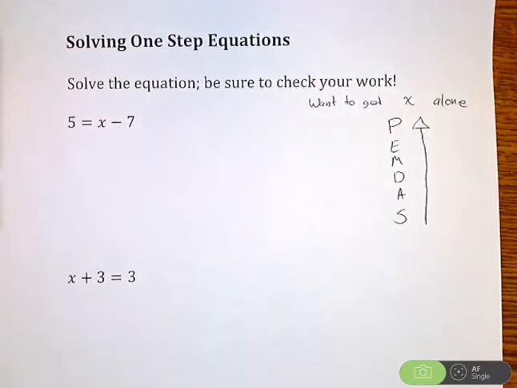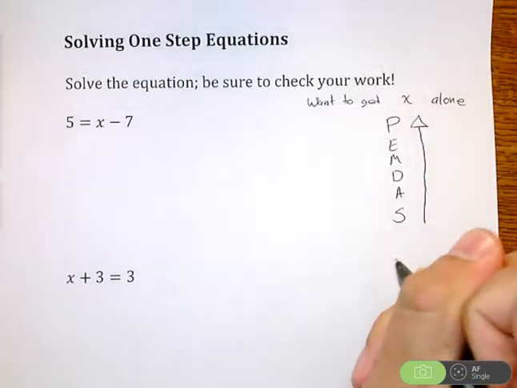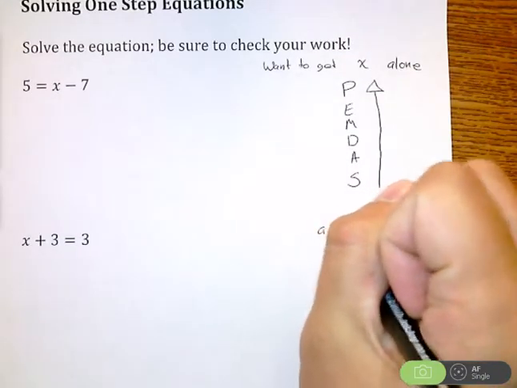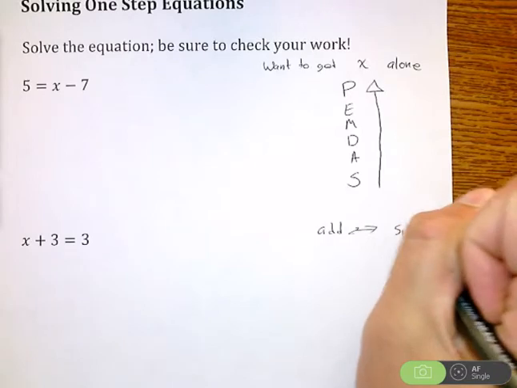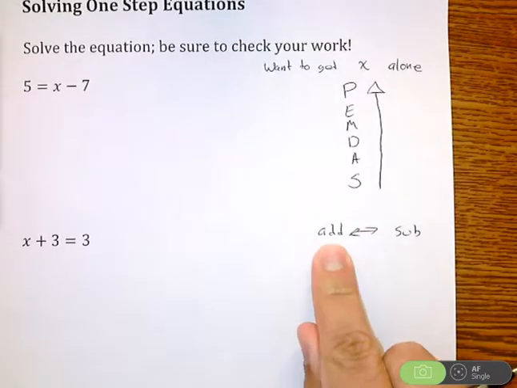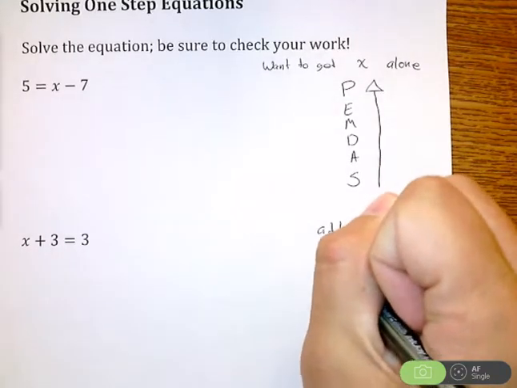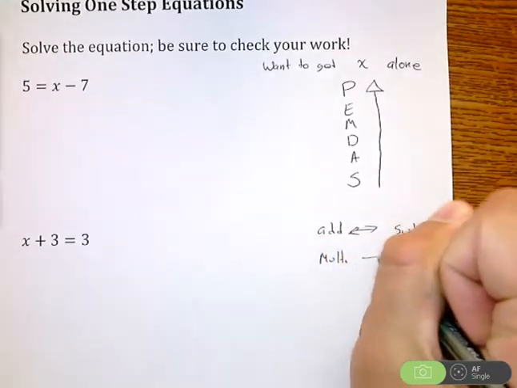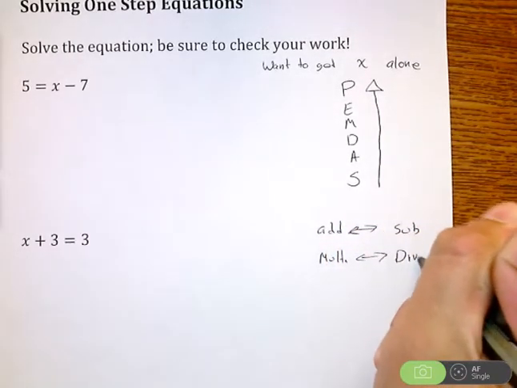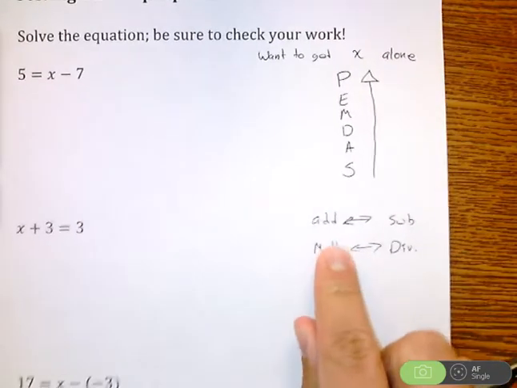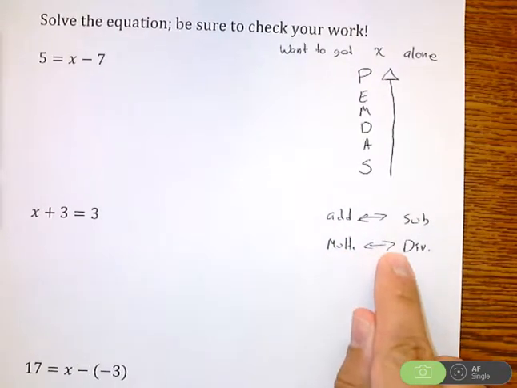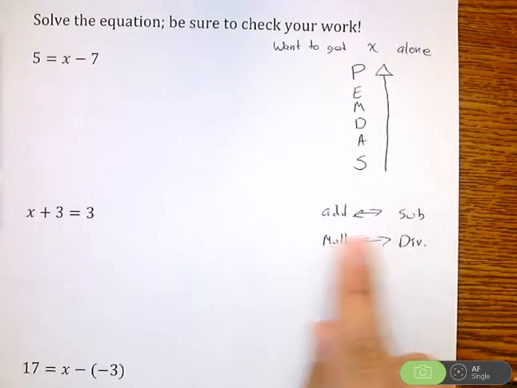And the way we're going to do that is by doing inverse operations, meaning the opposite of addition is subtraction. So if you want to get rid of addition, use subtraction. If you want to get rid of subtraction, use addition. The other thing we're going to talk about today is multiplication and division. Those are also inverse operations. So if you want to get rid of multiplication, use division. If you want to get rid of division, use multiplication, vice versa.